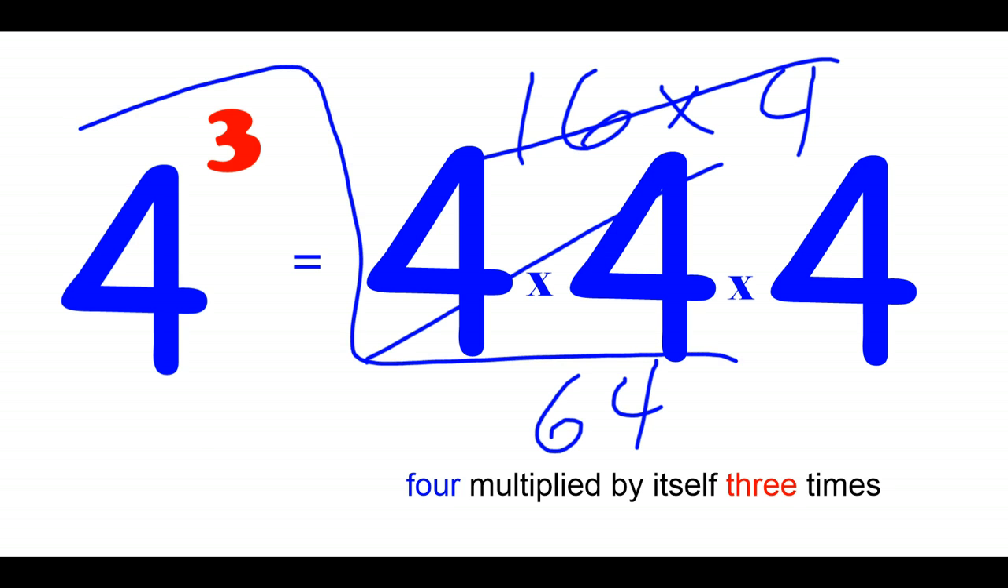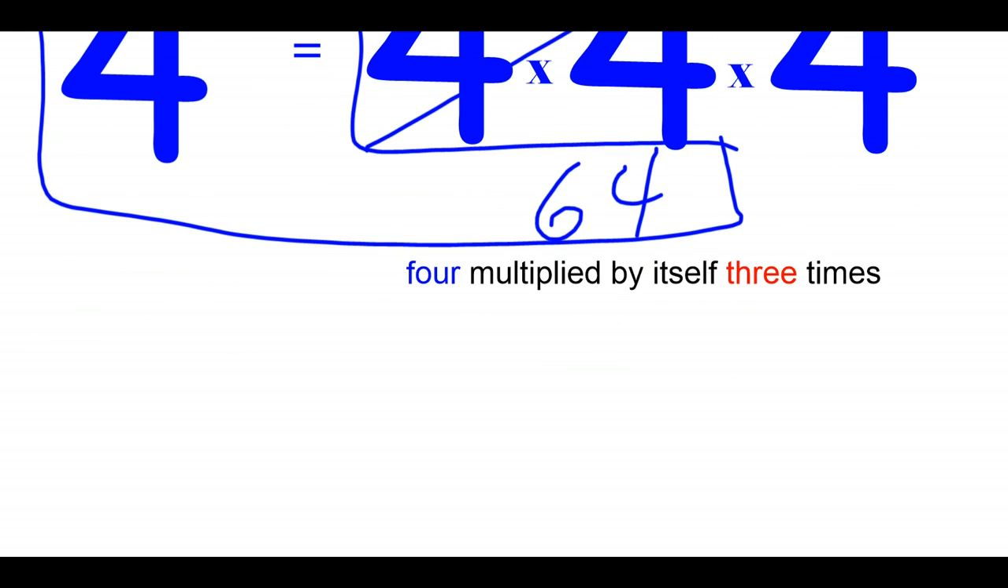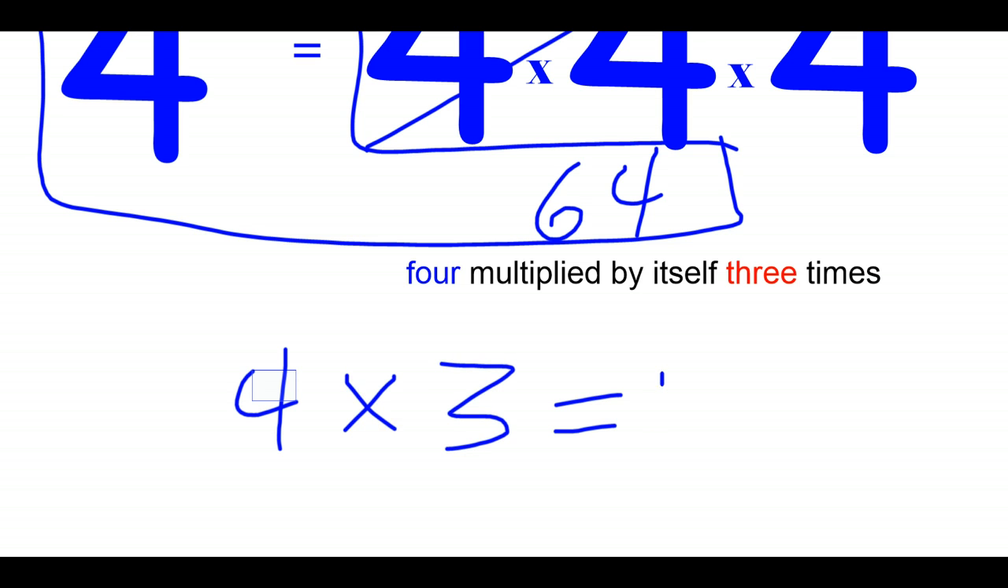This is very, very different than what we understand as the regular multiplication that we've done, which is 4 times 3. 4 times 3 is 12. 12 is not the same as 64.